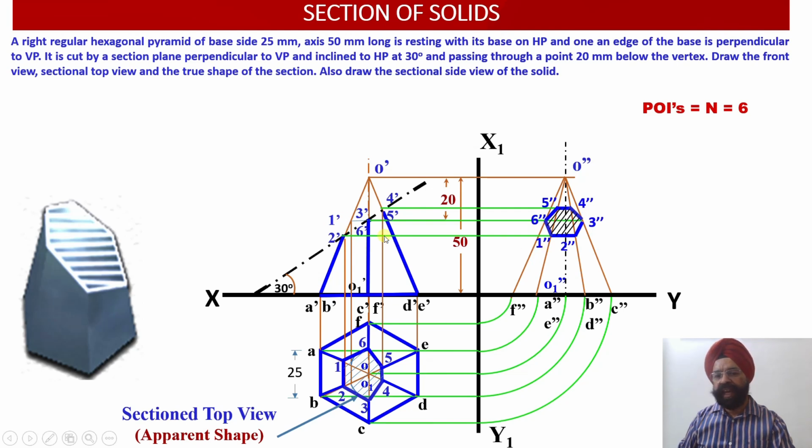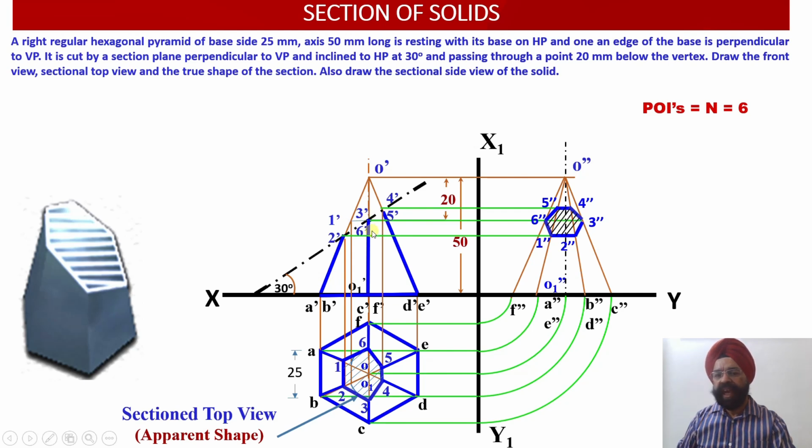1 and 2 they were lying here. So 1 double dash, 2 double dash. 3 and 6 they were lying here. So this is 6 double dash on F double dash line and this is 3 double dash on the C double dash line. 4 and 5 they were lying over here. So 5 is lying on E double dash locus line and 4 double dash is lying on D double dash locus line. So this is my side view.